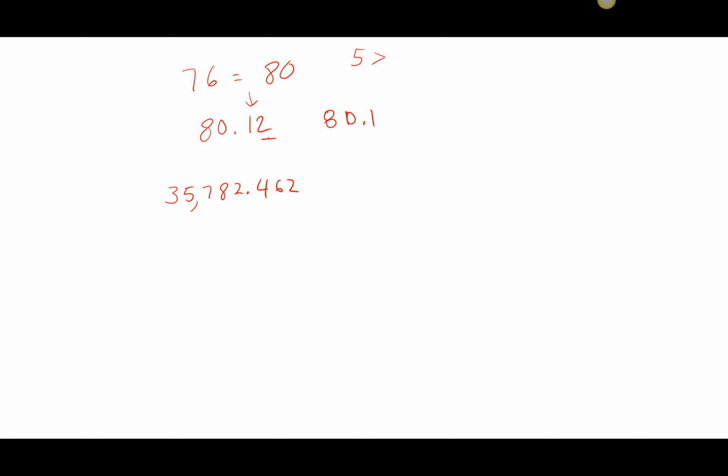So what if we had a number like 35,782.462, and we wanted you to round it to the nearest thousand? Not thousandths, thousand. So you look to the number to the right. If it's 5 or larger, you round it up. So that would be 36,000. And that would be to the nearest thousand.